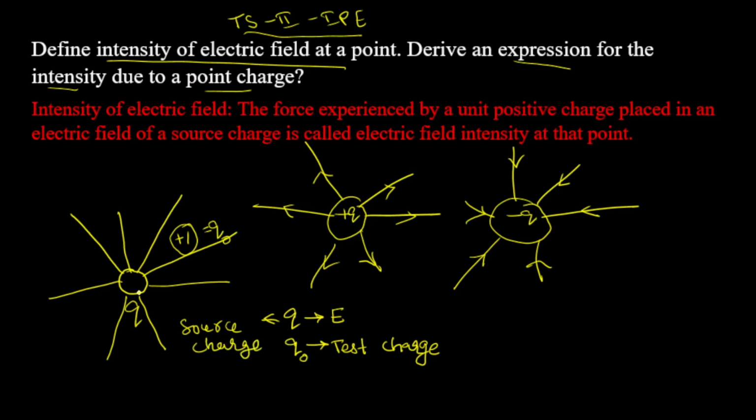Now I have considered a charge Q, which is a source charge, and I placed a unit positive charge, which is a test charge, in the electric field of this source charge. Now what happens? This charge will apply some force on this test charge. If this charge is positive, both are like charges, and like charges repel each other. Therefore, this charge repels Q naught. If this charge is negative, both are unlike charges, so this charge attracts Q naught. Attract or repel means there is a force acting between these charges. The electric field strength depends on this force.